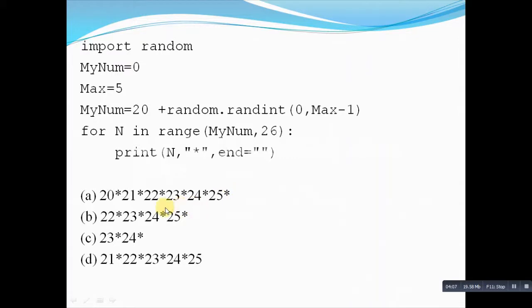The second one starts as 20 asterisk, 23, 24 and 25 asterisk. So this is the second probable answer, you can say. Why am I saying this is the second probable answer? It may happen that the value of mynum is 22. So if it is 22, then the value that will be assigned in n will be 22, and in that case it will start from 22 and end at 25. So the last value of this particular loop is 25. There is no doubt about it.